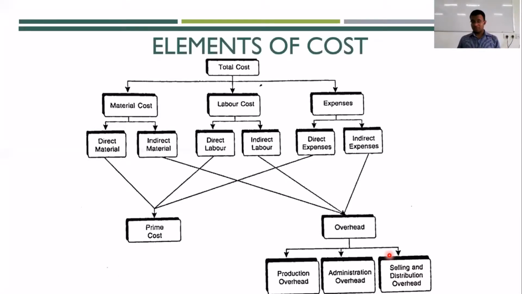Okay, so I'll repeat this once again. We touched upon the elements of cost and saw there are three elements: material, labor, expense. Each of these can be further classified into direct and indirect. If you add up all the direct components together, it is called prime cost. If you add up all the indirect costs together, it is referred to as overhead. Depending on which stage you're incurring this overhead, you would classify it as production overhead, administration overhead, or selling and distribution overhead. Now, let's look at this from a different angle.